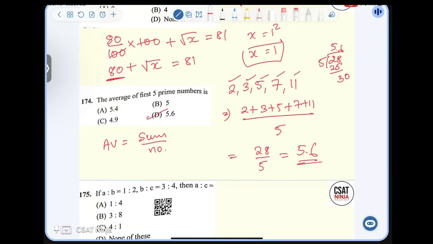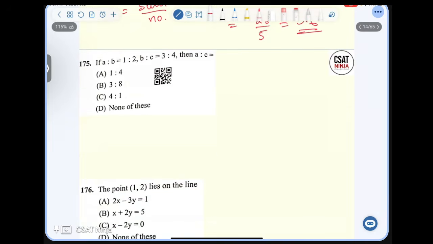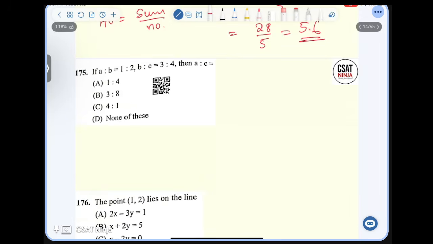Any thoughts here regarding this one? Clear? Okay. Let's go to the next. Before going to this question, I'll just tell you a ratio approach. If you are given two ratios such that one ratio is common, so I have A is to B and B is to C. In this case, I have B common here.